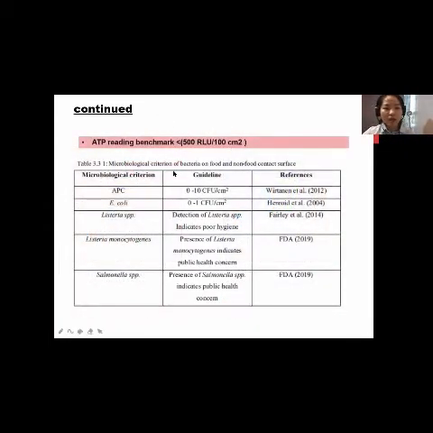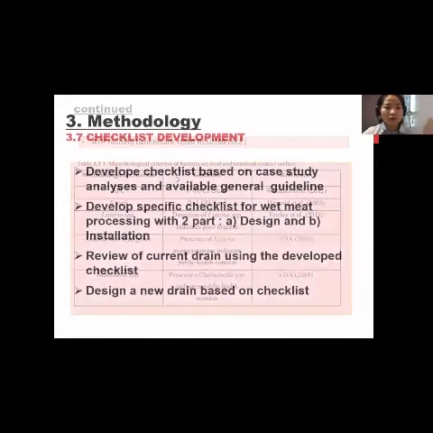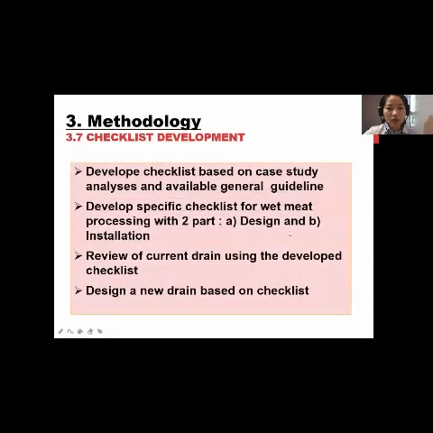And the result I analyze based on the benchmark, which assumes the ATP reading benchmark must be lower than 500 RLU per 100 cm square. And this table is the microbiological guideline of bacteria on food and non-food contact surface, such as the aerobic plate count and E. coli and Listeria. Okay, so for the checklist development, I developed the checklist which is divided into the design and installation part for wet meat processing area.